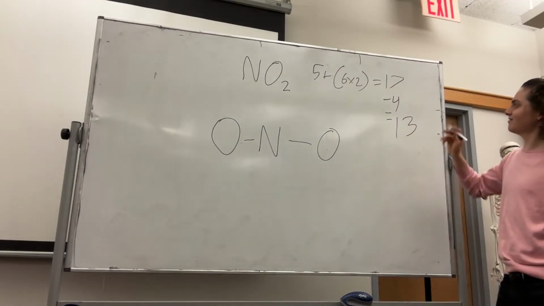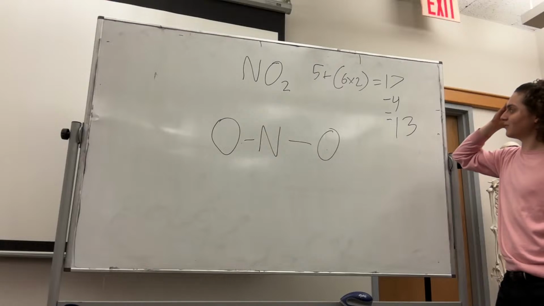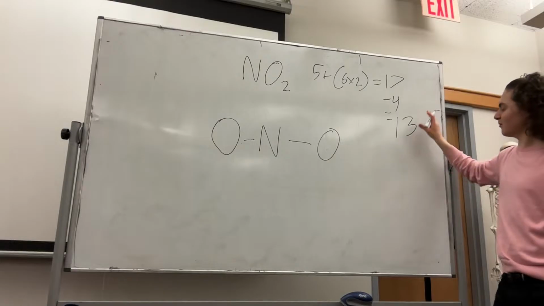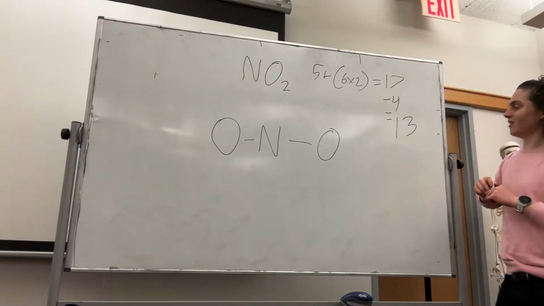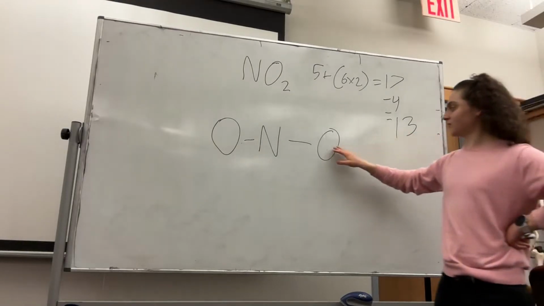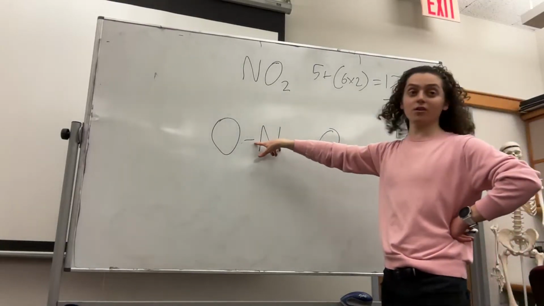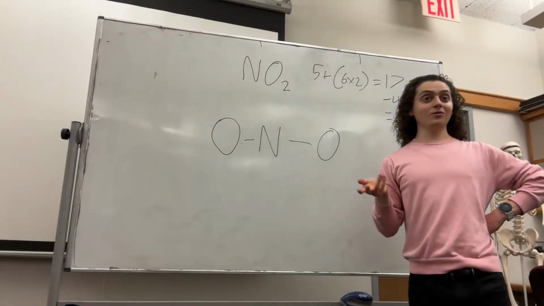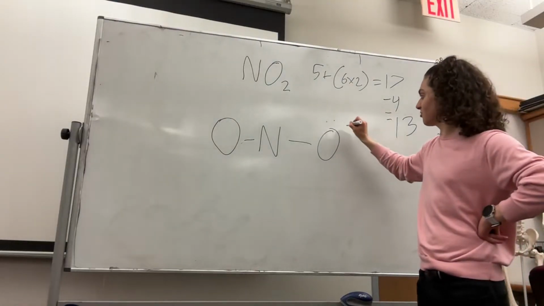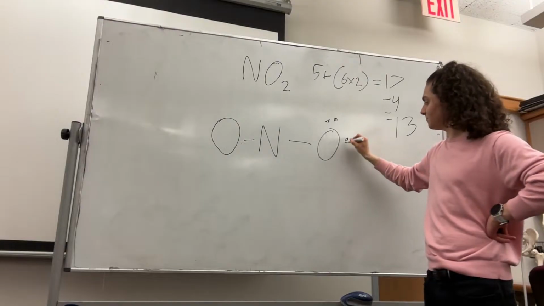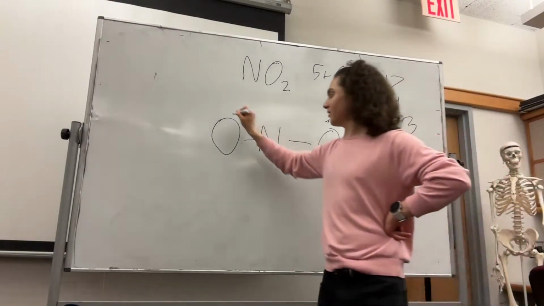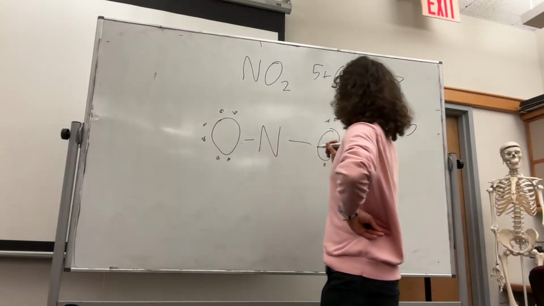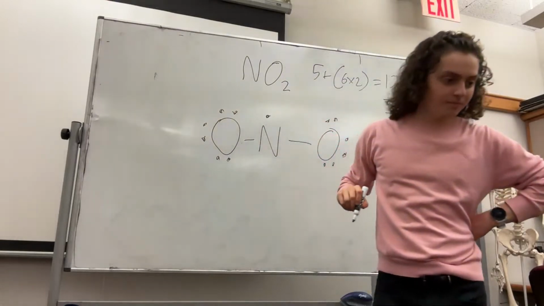Wait a second. That is an odd number of electrons. Okay, there must be a rhyme or reason to this, so we're going to figure it out. We took 4 electrons to make these 2 bonds. We have 13 electrons left. Let's dump them on our atoms and see what happens. I'm going to start with the more electronegative ones, which are the oxygens. 1, 2, 3, 4, 5, 6. 1, 2, 3, 4, 5, 6. That's 12, and I have 1 more. That's 13.